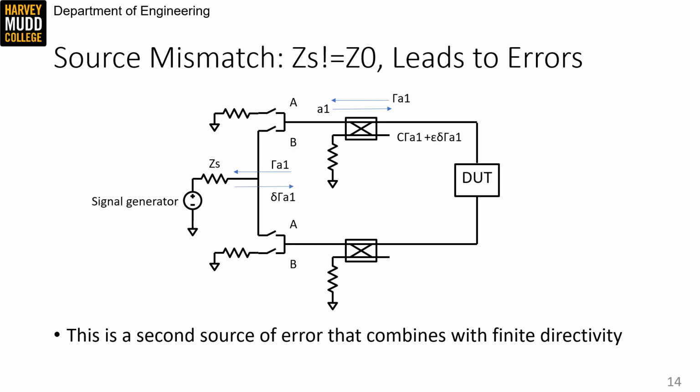However, if there's some mismatch, then some signal will get reflected back towards the directional coupler. We use the symbol delta to represent the fraction that gets reflected as the result of this source mismatch. The reflected mismatch signal passes through the directional coupler, creating an error as a result of finite directivity, so this term.